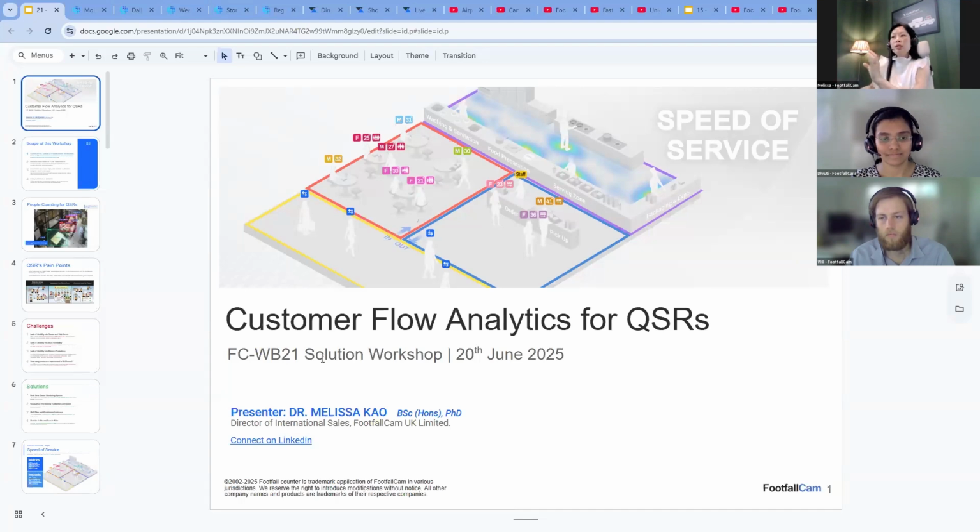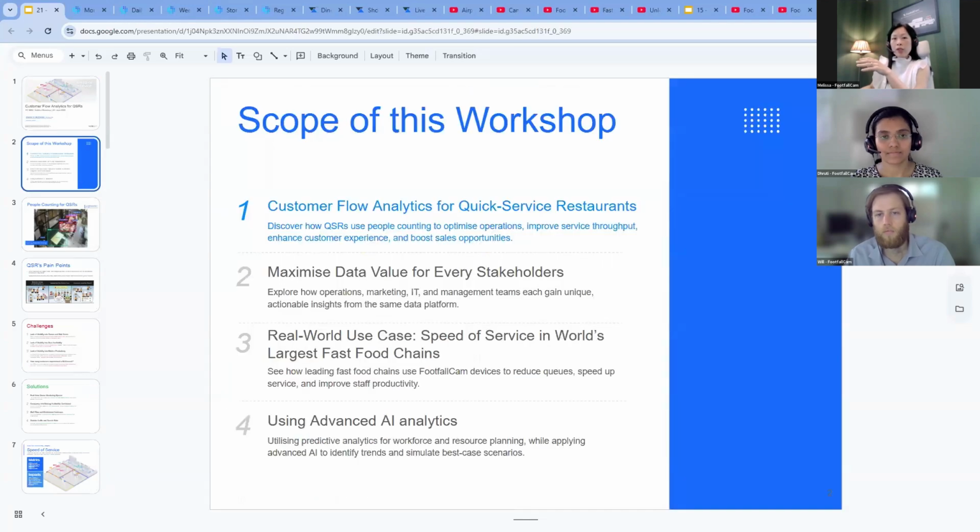Yeah. So this is a series of solution workshops for the QSR. And today we're going to focus on how people counting works in a QSR environment. So the customer flow analytics. So we're going to talk about how it works, what equipment is required for that, the costing involved, and why do you need it. Then the second part of it will be in the next webinar.